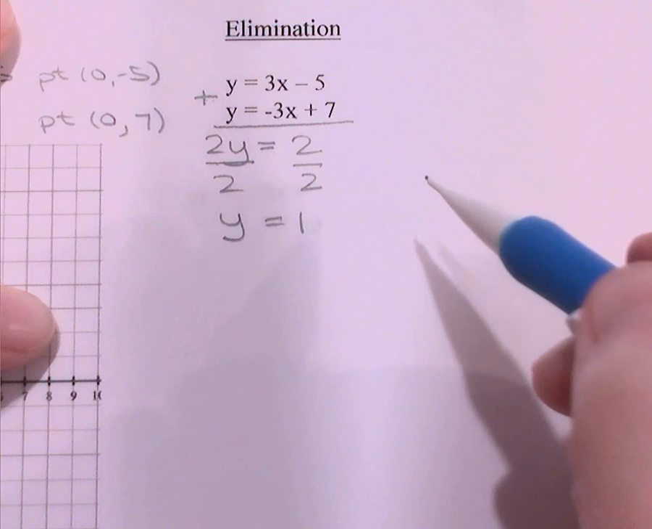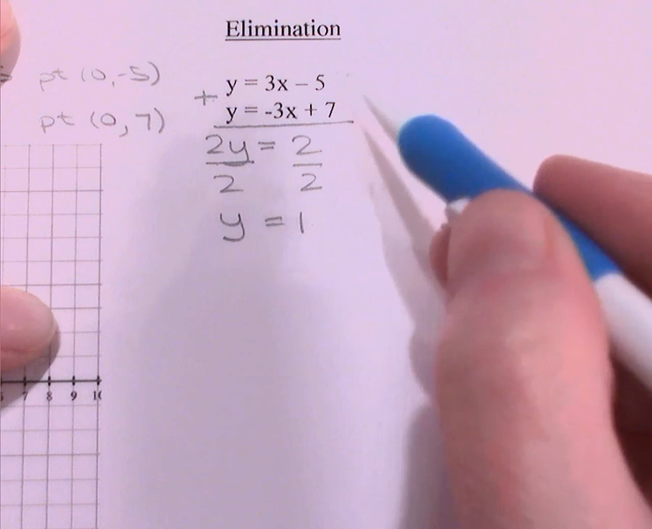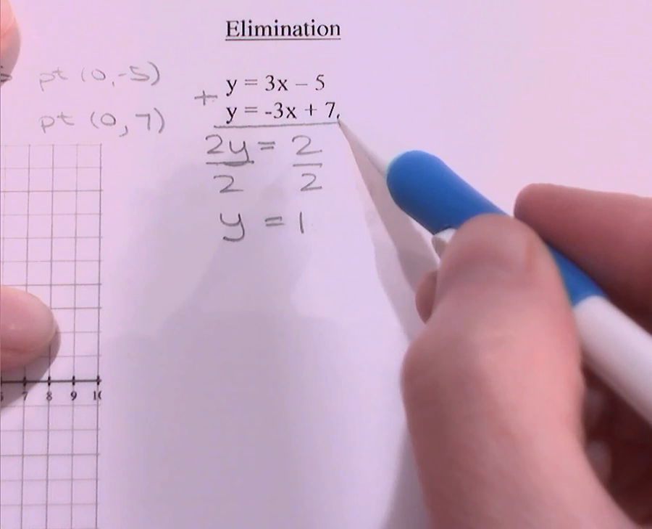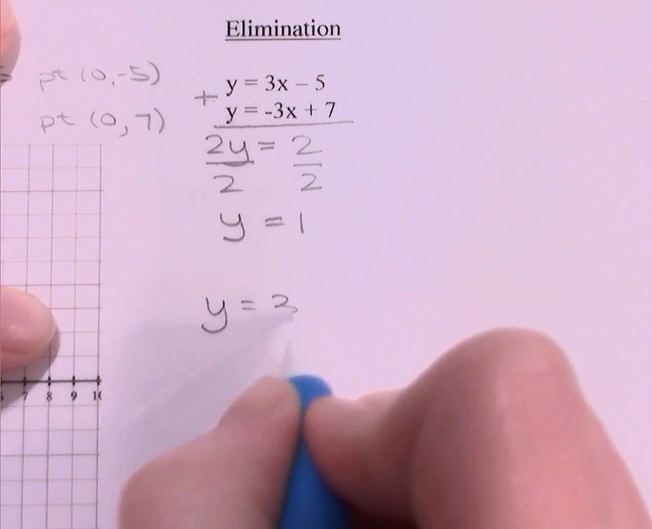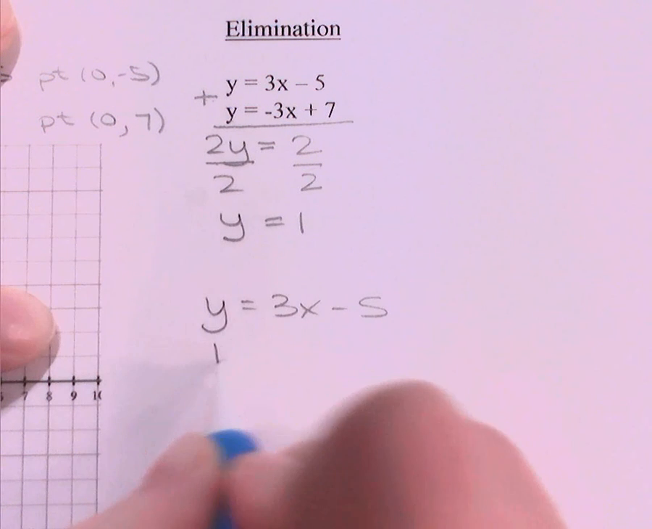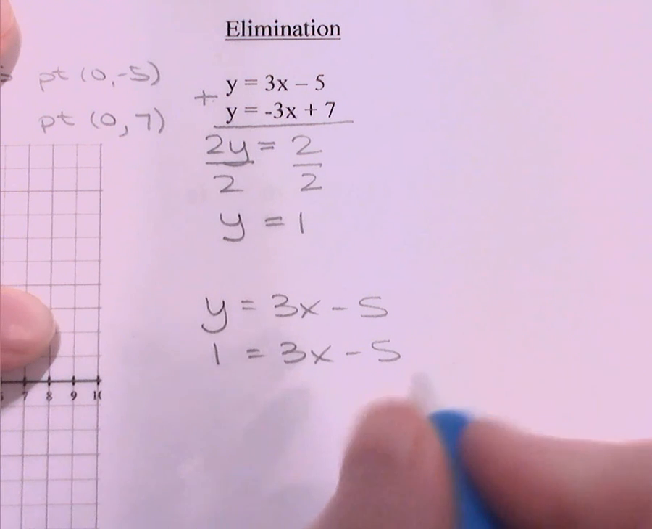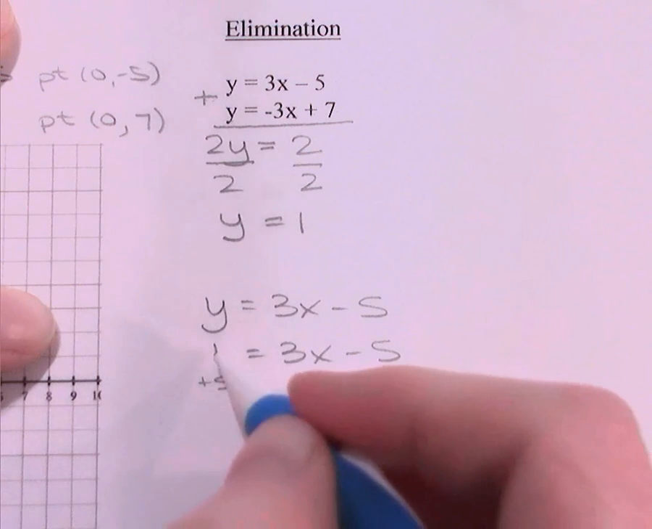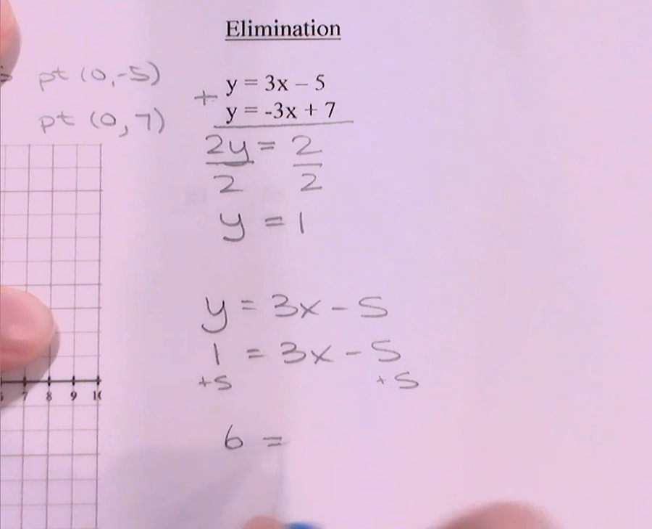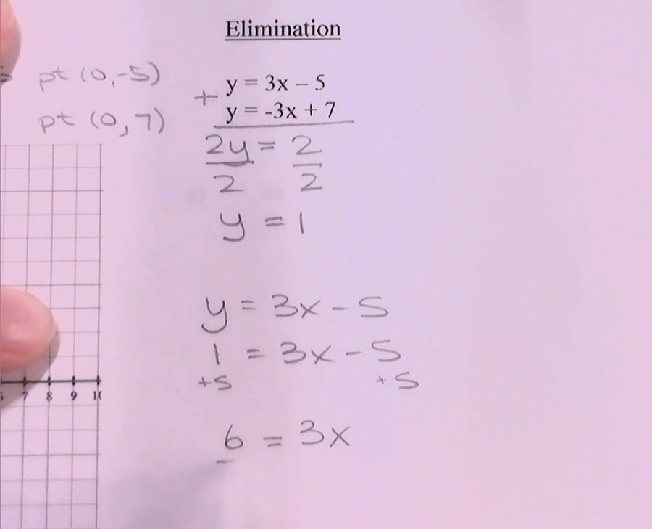Now I need to find the value of x. So I can take this 1 and I can plug it into equation 1, or I can plug it into equation 2. I'm going to choose equation 1. So I have y is equal to 3x minus 5. So 1 is equal to 3x minus 5. I want to isolate x, so I'm going to add 5 to both sides. 1 plus 5 is 6 equals 3x, because this is 0 now. I can divide both sides by 3, and 2 is equal to x.